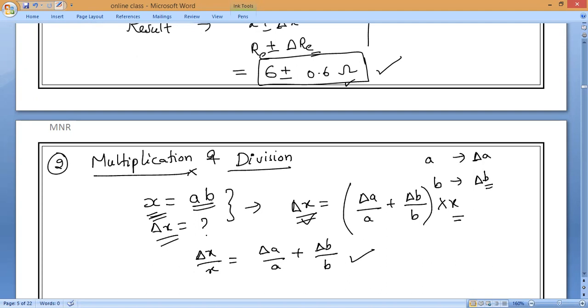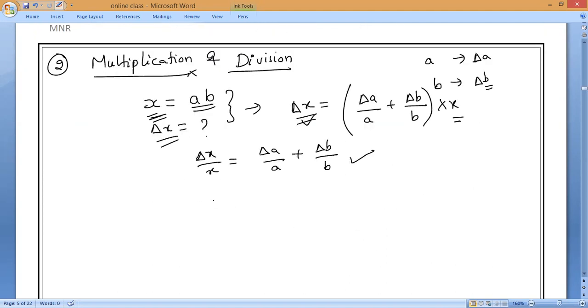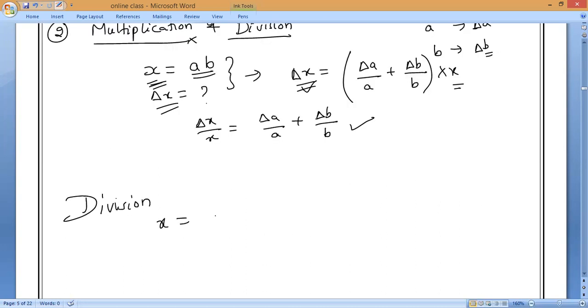A into B, so this is for multiplication. Next, division. So let us come to the division. What do you mean by division? We all know x is equal to what will come? A divided by B.